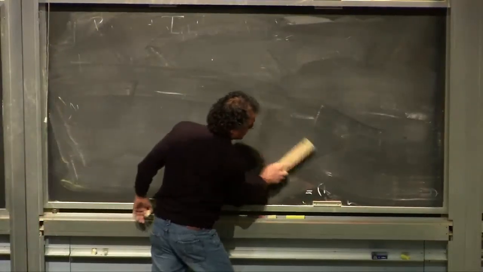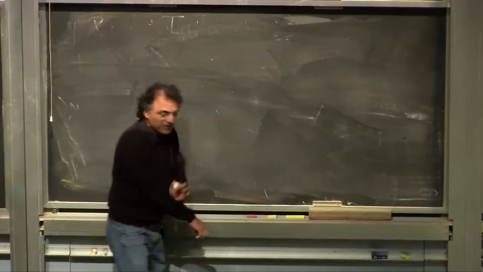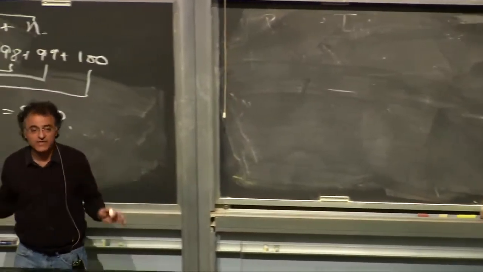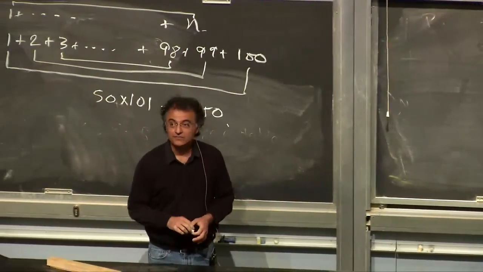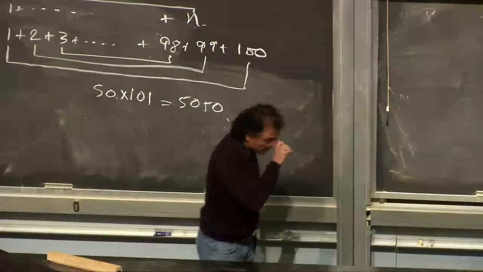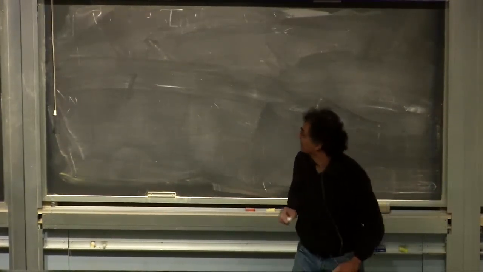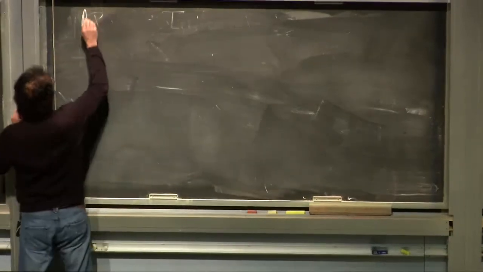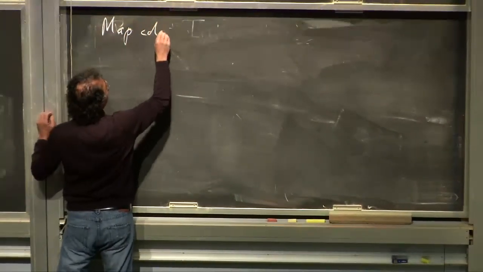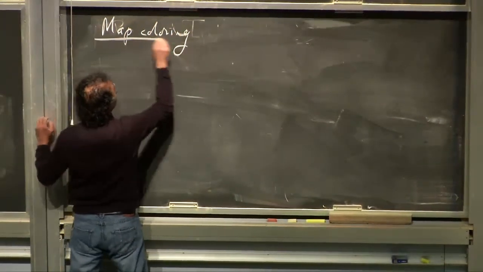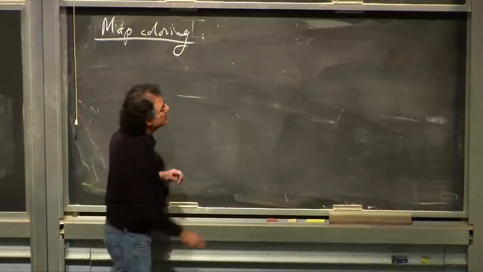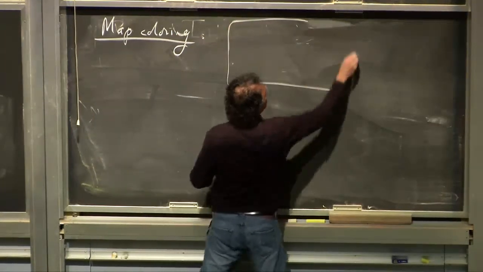Now let's do another example of induction, but this one's going to be a slightly more non-trivial example of induction. Okay? So for this, we'll go back to sort of this problem of map coloring. So what's map coloring? So you're given a map of some region.